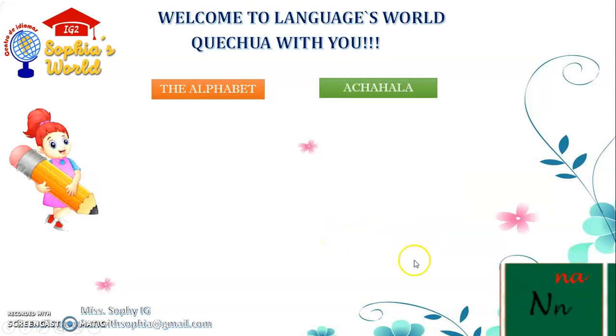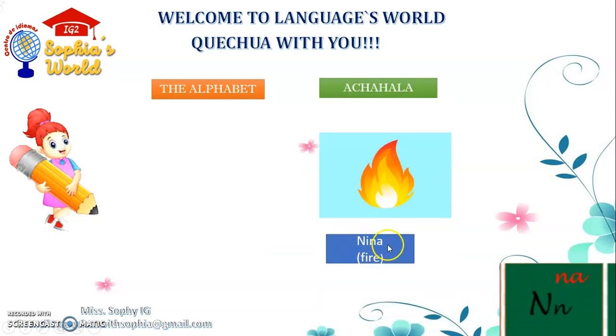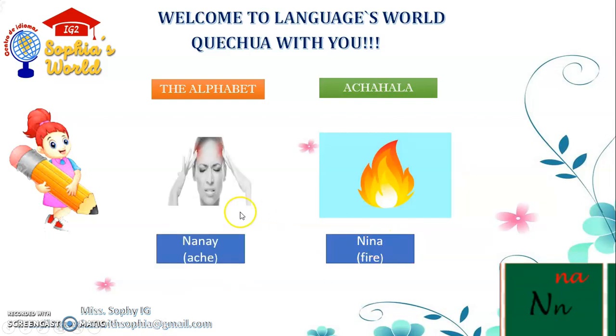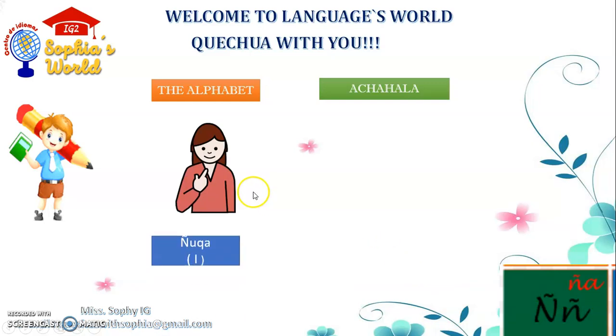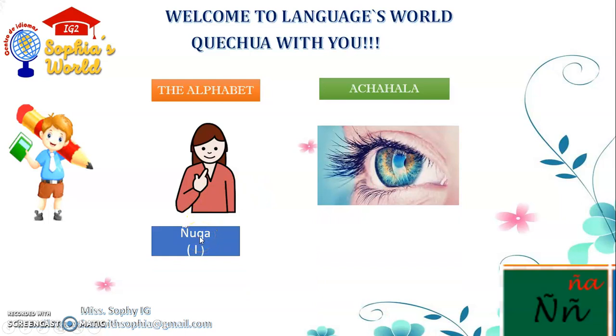Okay, we continue with next, Na. The first one, Nina. And the other one, Nanai. Okay, we continue with the next letter. This is Nya. We are going to read as Nya. The first one, Nyuha. The other one is Nyawi.